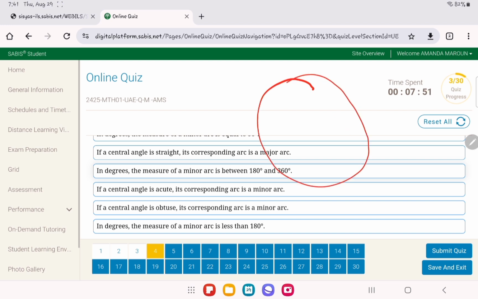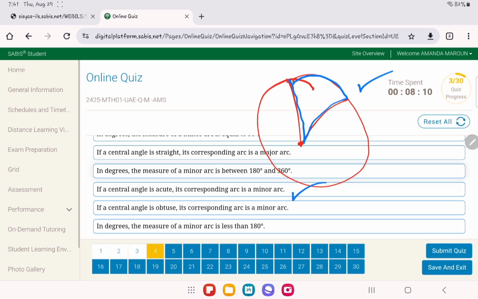This is a circle, and they're telling us if the central angle is acute, so let's say like this, then the corresponding arc is a minor arc. This is the corresponding arc. Is it a minor arc? Yes. So this is correct.